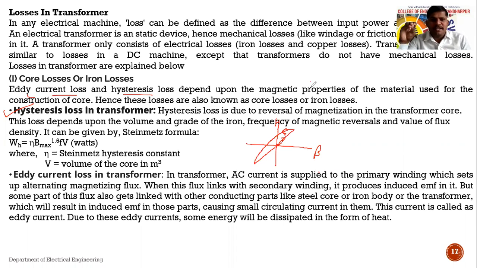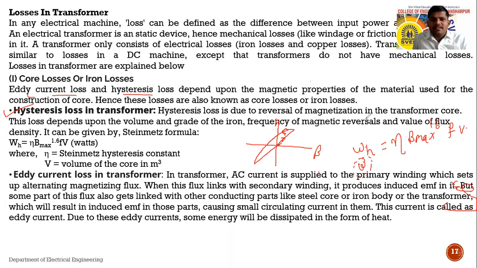It can be represented using the Steinmetz formula, the equation of hysteresis loss, that is WH. Here WH is nothing but hysteresis loss, and it equals eta B max raised to power 1.6 into F into V. See, this WH is nothing but hysteresis loss.